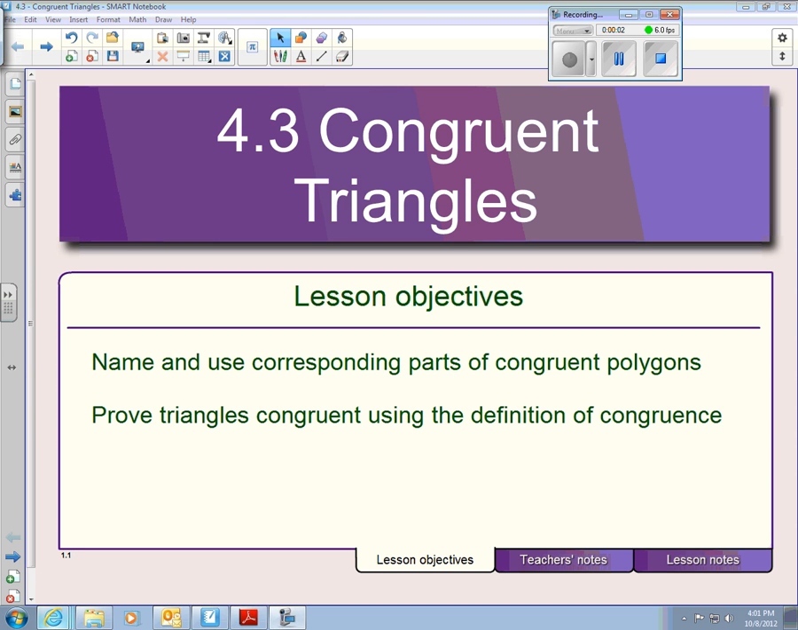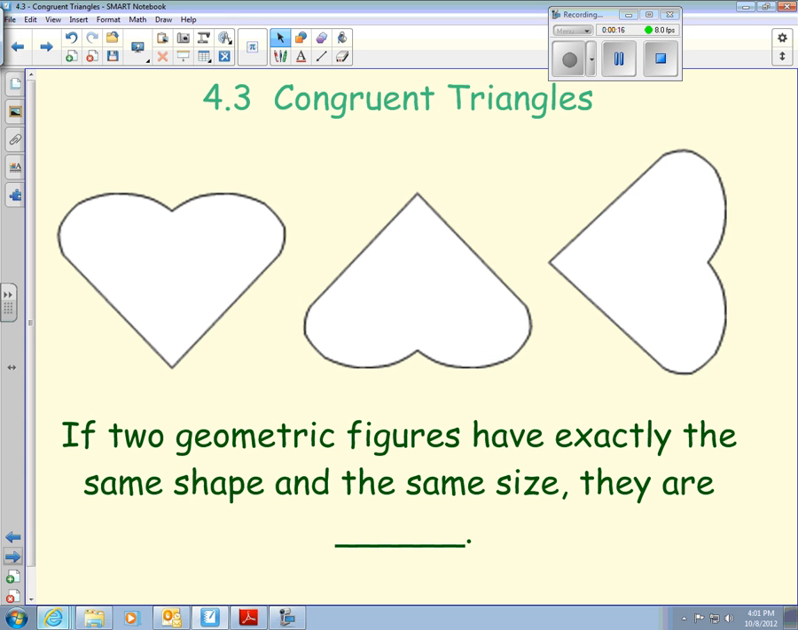Class, today we're going to talk about Chapter 4, Section 3, Congruent Triangles. Our objectives today are to name and use corresponding parts of congruent polygons and to prove triangles are congruent using the different definitions of congruent. So let's take a look at this picture here.